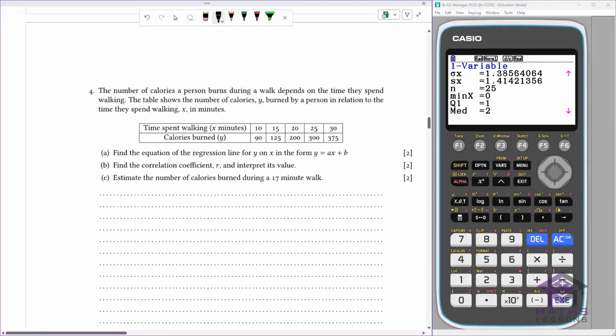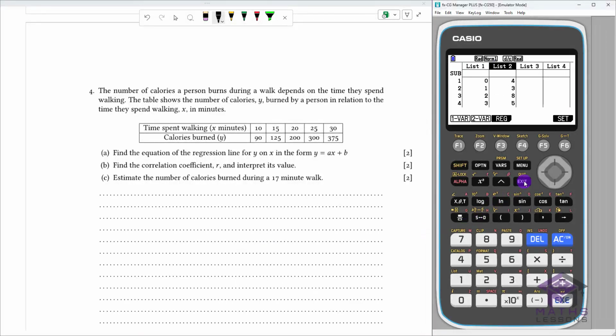Okay, moving on to question 4. Again, we're just going to put these numbers straight into our tables. Now, this is going to be 2 variables. You've got time is x and calories is y. So let's put 10 in, 15 in, 20 in, 25 in, and 30 in. Delete the rest. I think it was just that one. Go up and put 90 in, 125, 200, 300, 375. And we can delete that one.